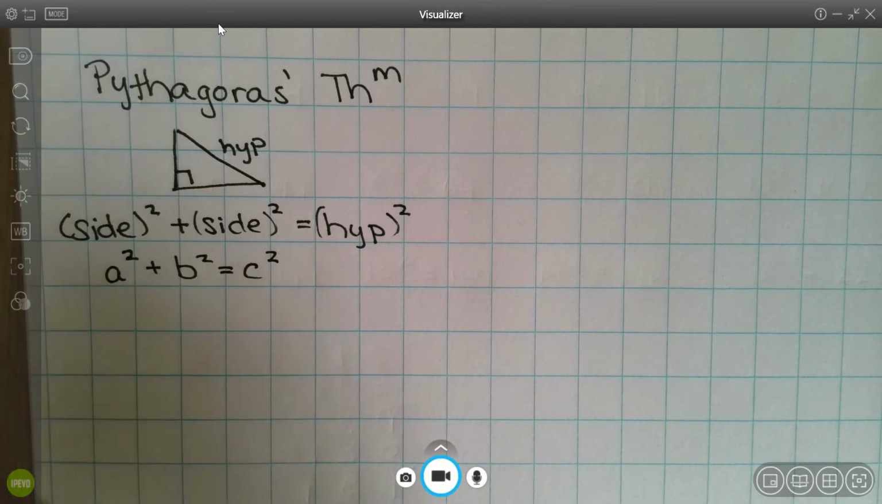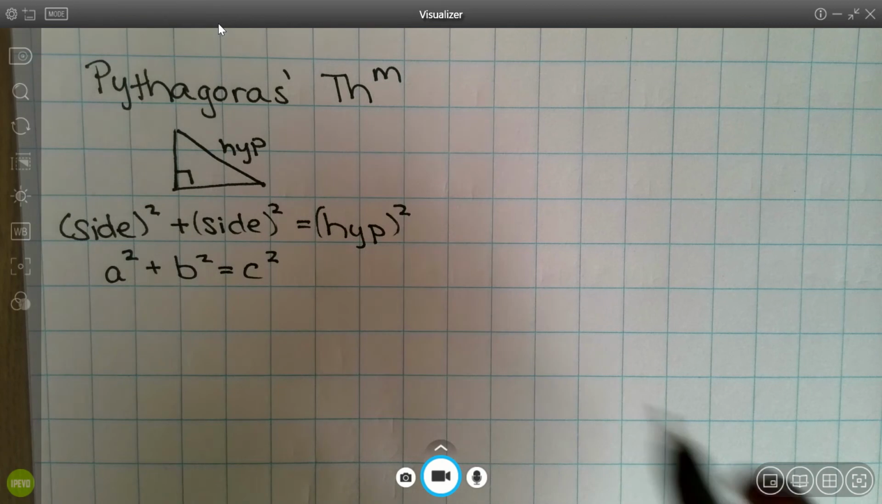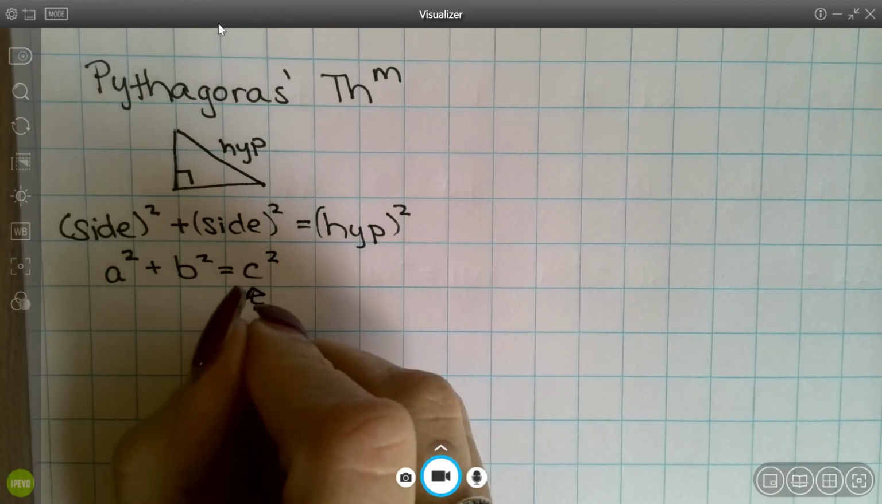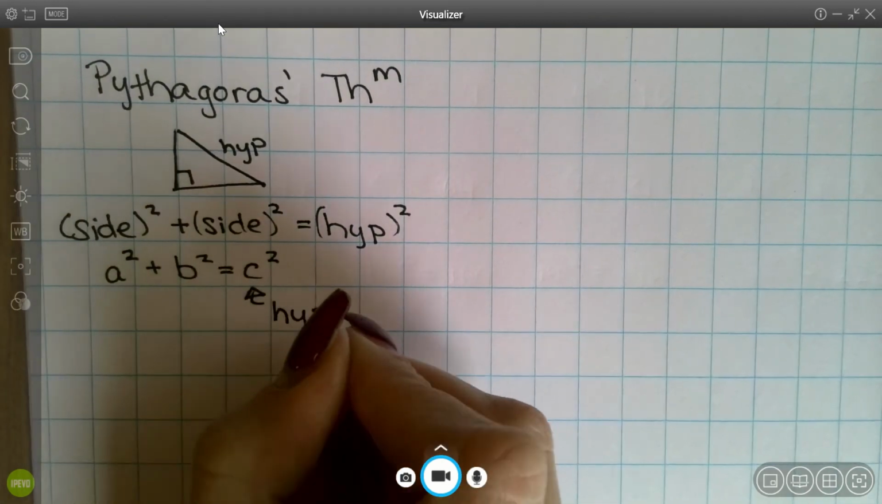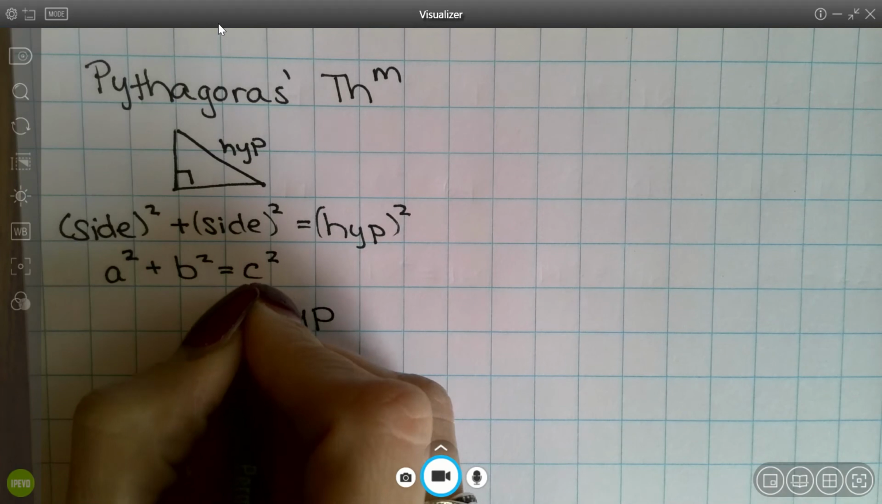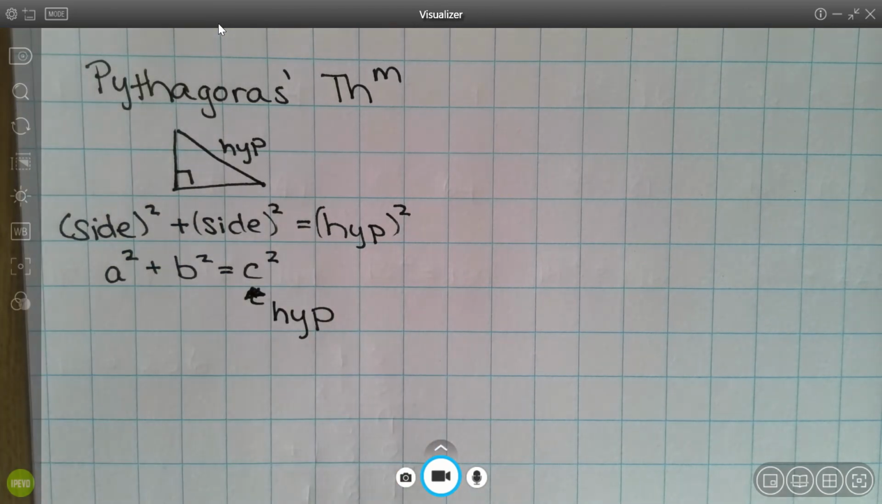Now, it's really important that when you're adding the two, that C in the formula is always your hypotenuse. So we're going to do an example, and then we're going to make sure that the letters don't trip us up.